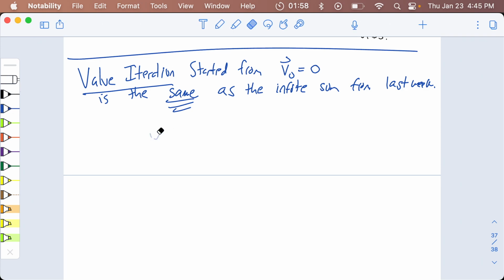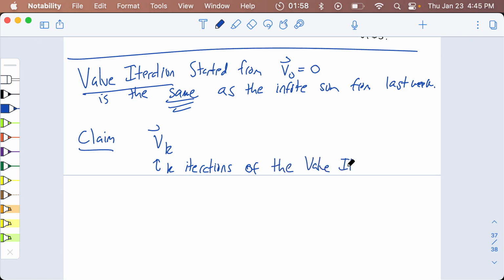So the claim is that Vk, which is k iterations of the value iteration, equals the sum from, let's call it i going from 0 to k of P to the i times r. Yeah, that's what it is. Okay, and the proof is I'm going to do them.